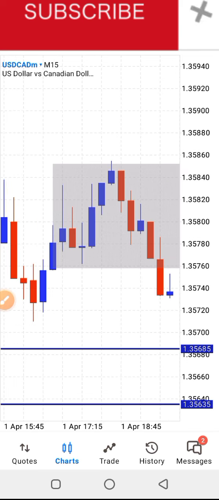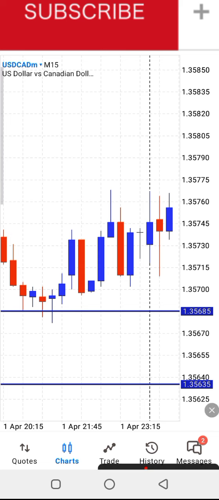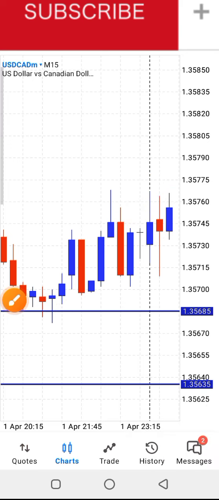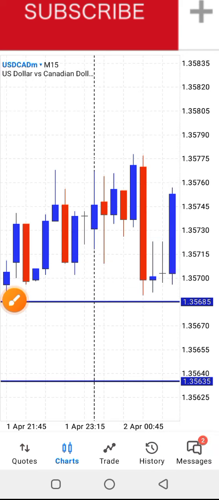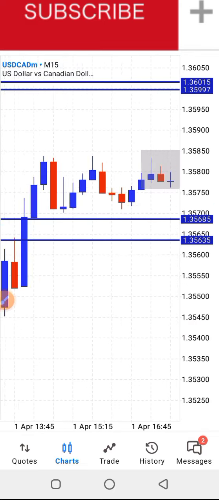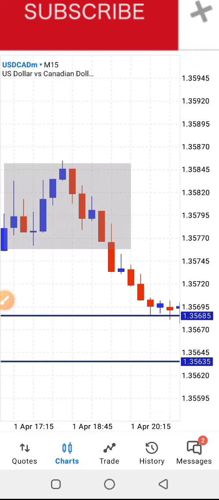So let's see when price came back there. You can see what happened. Price touched back on that region around here and gave us a buy trade. Can you see? You would have caught a buy trade right there. So that's the first example. Let's see the example right here.